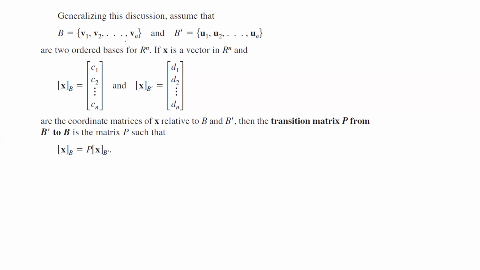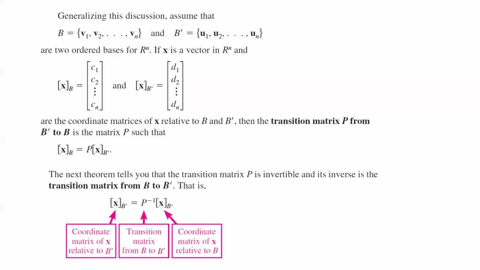You can also generalize the idea. Assume that you have two bases. One of them is v1, v2, ..., vn, and the other one is u1, u2, ..., un. There are two ordered bases for n space. If x is a vector in n space, and you have the coordinate matrix of x relative to B and the coordinate matrix of x relative to B prime, then you can easily form the transition matrix P from B prime to B such that the coordinate matrix of x relative to B is equal to P times the coordinate matrix of x relative to B prime. So if you multiply both sides by the inverse of P, you can easily find the other one. The coordinate matrix of x relative to B prime is the transition matrix from B to B prime times the coordinate matrix of x relative to B.